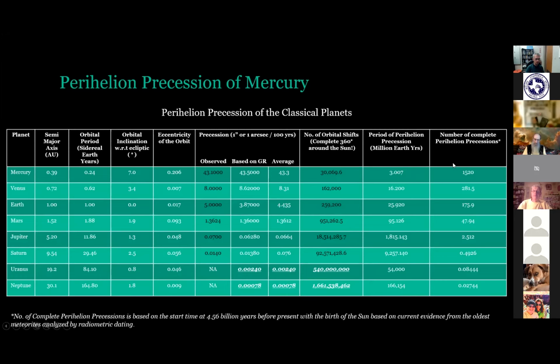the sun. And look at the number of complete perihelion precessions since the beginning of the solar system. Our Earth has wobbled around the sun 176 times. Neptune has only done it for like 0.027 times. And that's based on the start time of 4.56 billion years. And that's based on looking at the oldest radiometric dating of lunar rocks and meteorites, meteoroids that have survived atmospheric entry and become meteorites on the surface of the Earth.